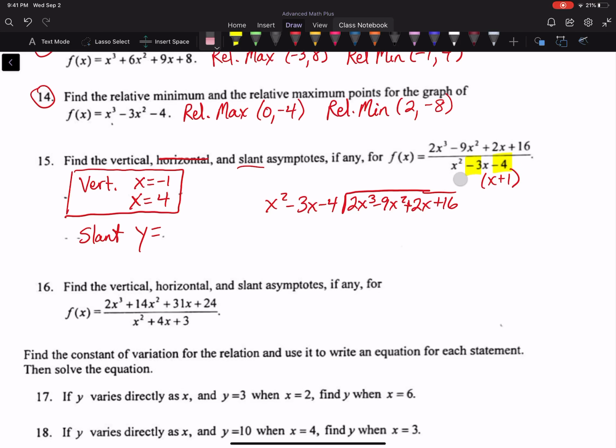All right, so we don't need those factors anymore. Okay, so ask yourself, what times x squared gives you 2x to the third? And hopefully your answer is 2x. And we distribute this 2x to everything down here, okay?